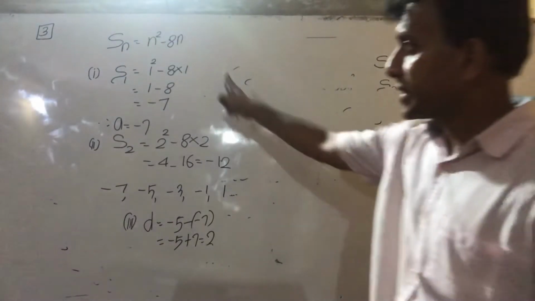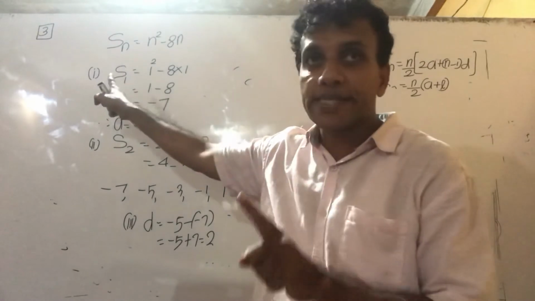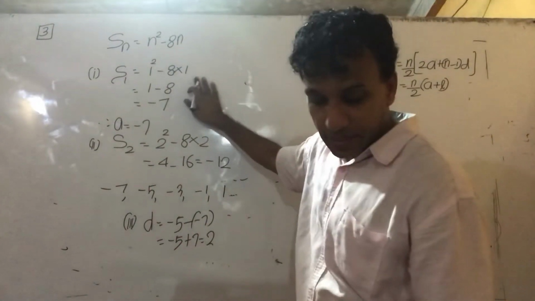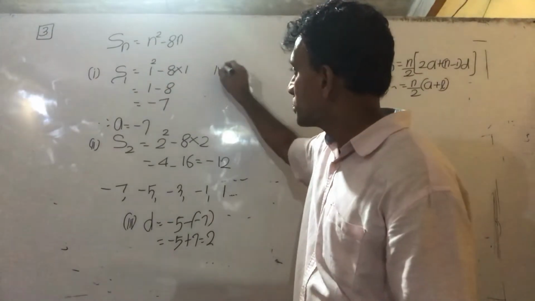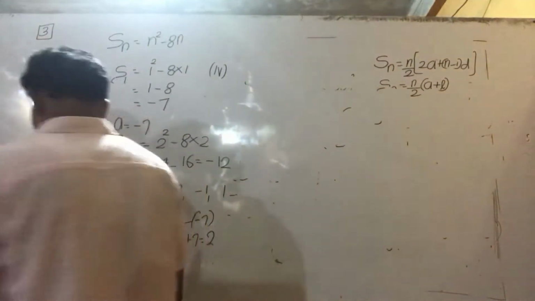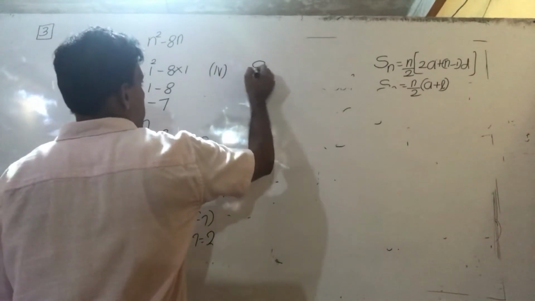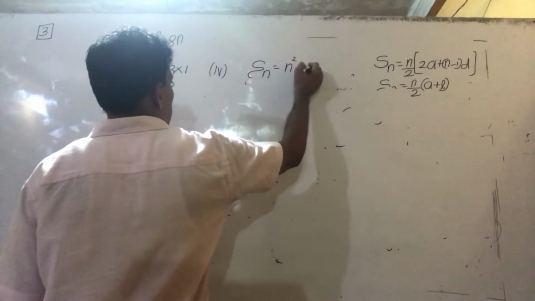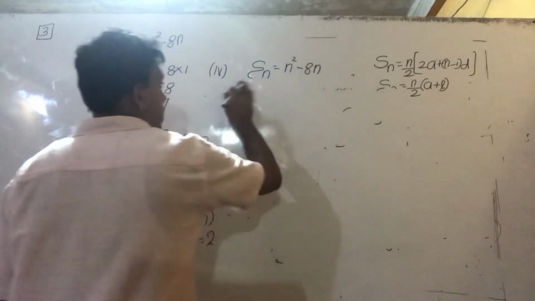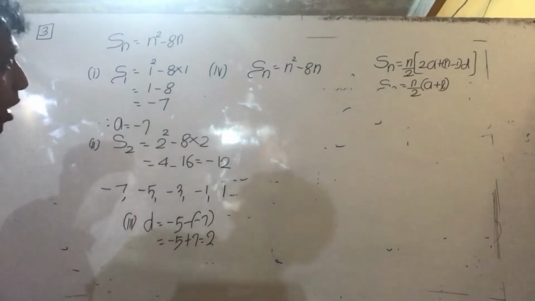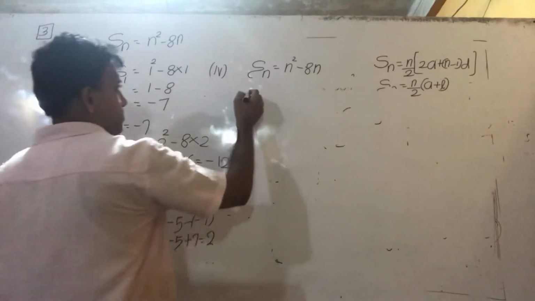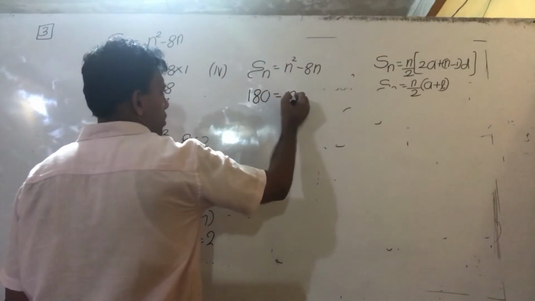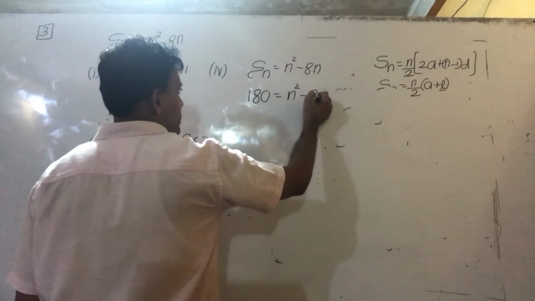So use this Sn formula. They provide us a formula. Therefore, this formula is easy, right? That is your fourth part. Sn equals n square minus 8n. Write Sn as 180. n square minus 8n.